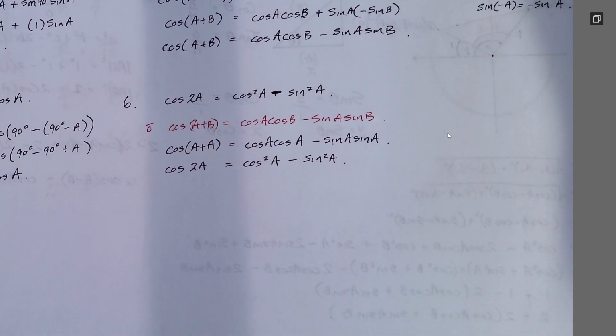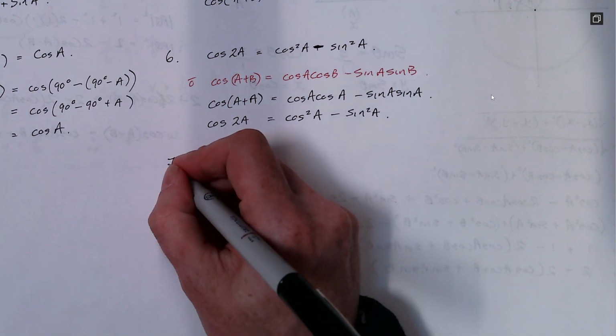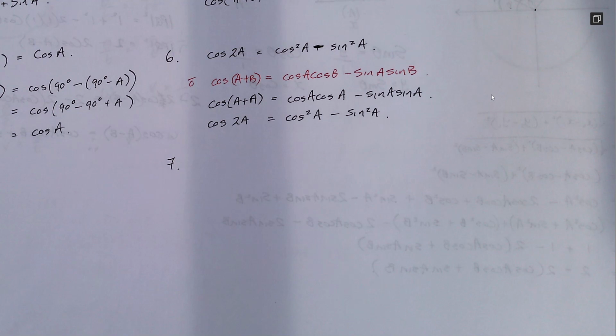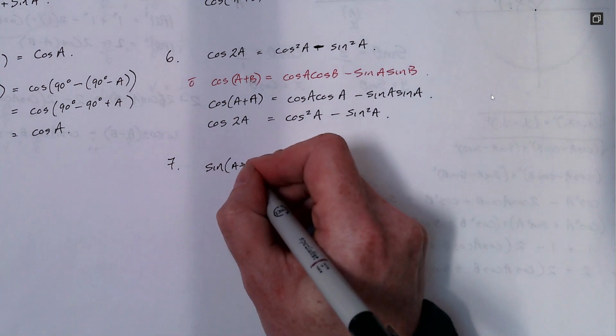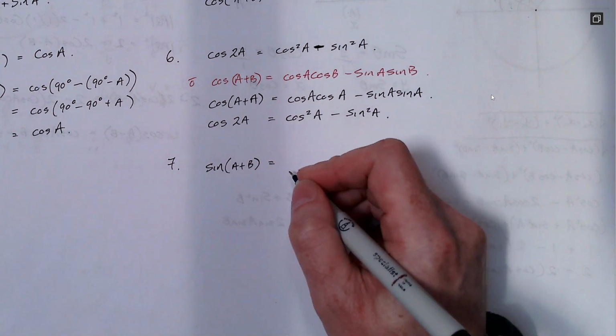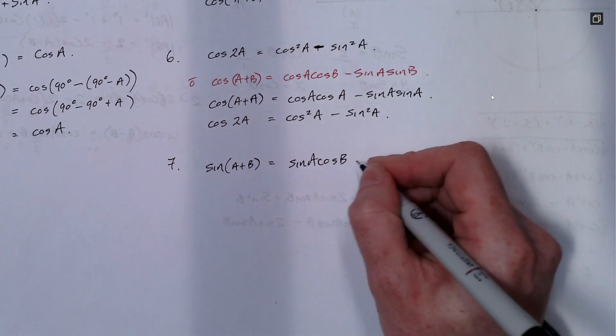Sin, alright, again now. Formula over a short: we get sin of A plus B equals sin A cos B plus cos A sin B.